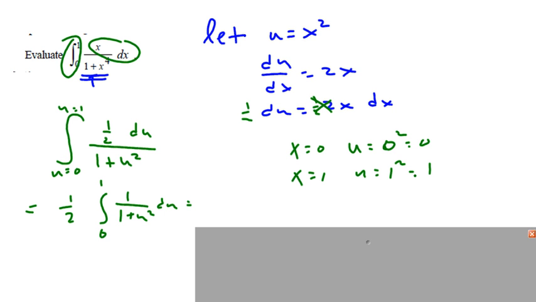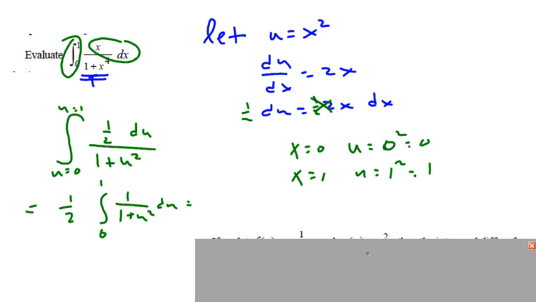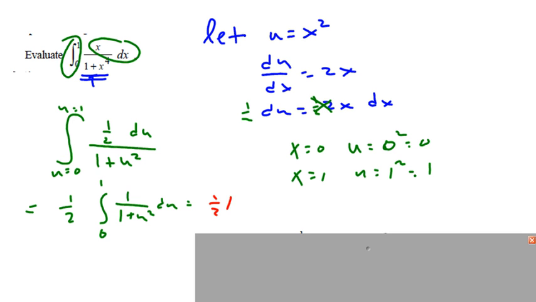And we know now that that's tangent. So for arctangent, we get that this equals 1/2 arctan of u evaluated from 0 to 1.